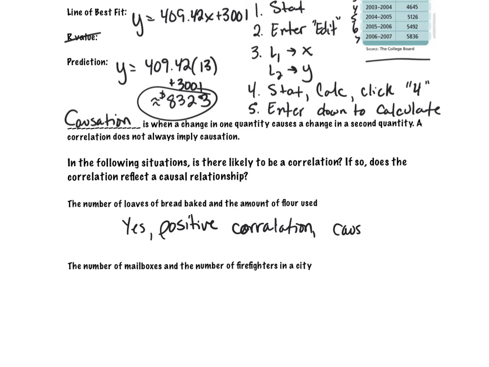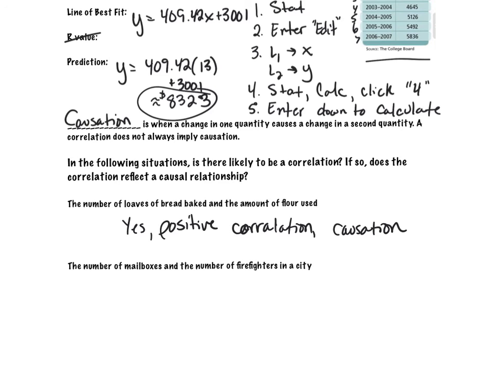And there's going to be causation here. Second one: the number of mailboxes and the number of firefighters. Does more mailboxes necessarily mean more firefighters? Not always.